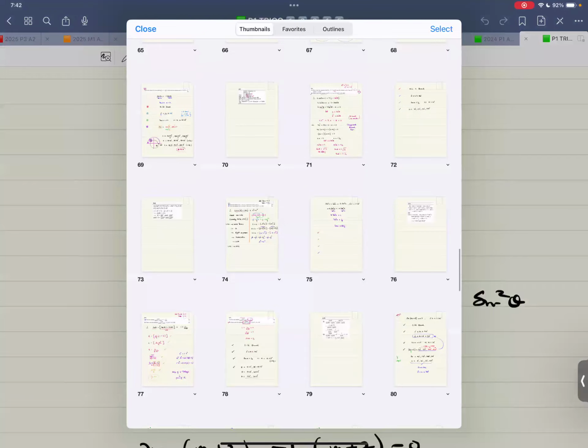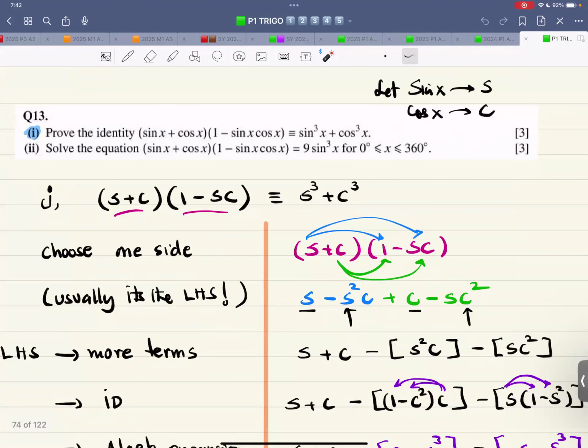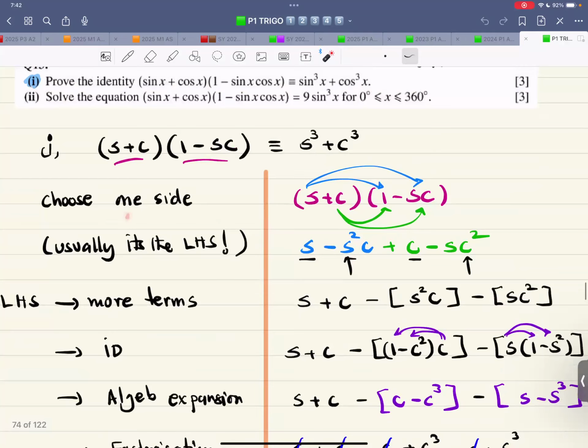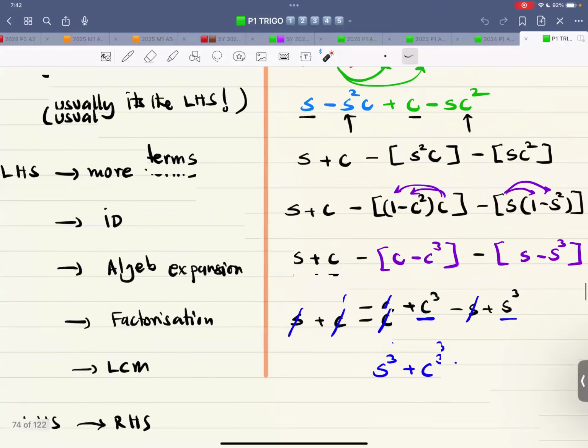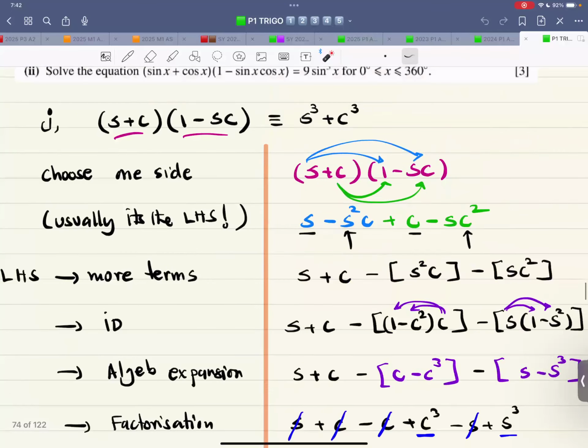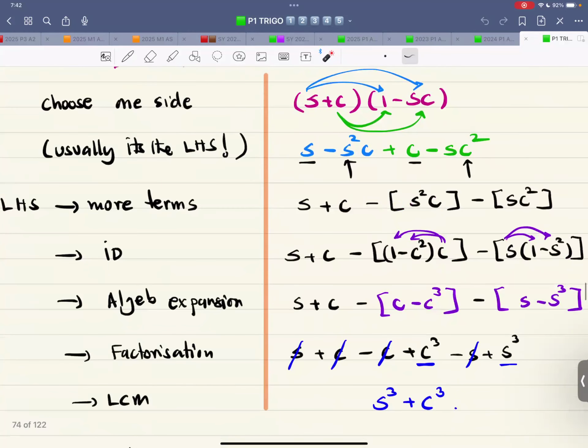Let's move ahead and let's look over here. Sometimes you have to prove an identity. So you prove an identity and choose one side. Usually it's the left-hand side because on the left-hand side there are more terms. You have to use identity, algebraic expansion, algebraic factorization, LCM, that's also algebra, and prove one side totally equal to the other. Sometimes it's out of the box, but usually it's manageable. And the bottom line of the story is that do not argue with a question. If something seems difficult, leave it at that moment and move on.